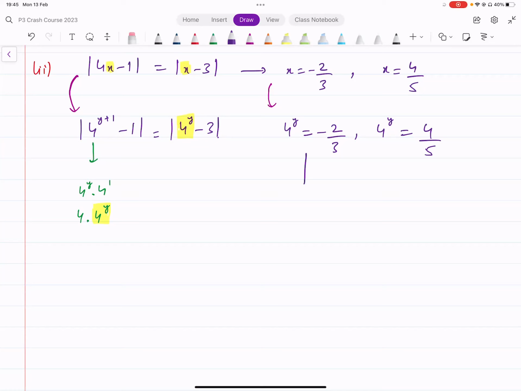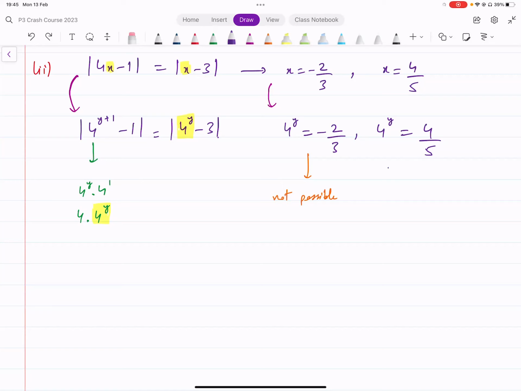Now, what about this? This does not give you anything because it's 4 raised to power y equal to a negative number. Now, you can't get a negative number as an answer here. If you try taking log, you would realize that the right-hand side would turn out to be undefined. You can't take log of a negative number, but you can simplify this second equation.